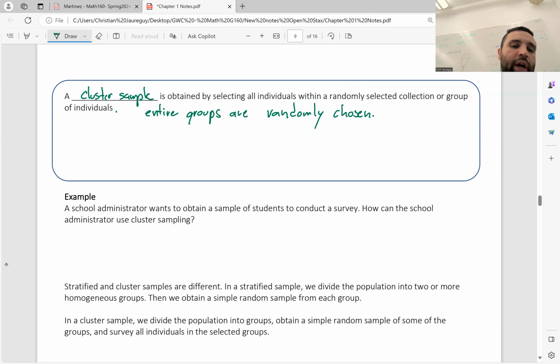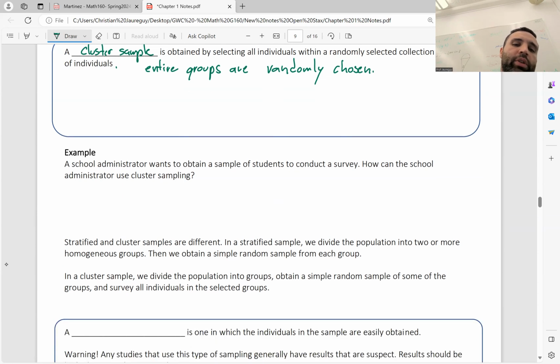So it says here, a school administrator wants to obtain a sample of students to conduct a survey. How can the school administrator use cluster sampling? So I'll let you think about this just for a second here, but you can see how if I needed to ask 100 students a question, it would be really annoying to use a simple random sample. Because I have all your IDs, I can choose 100 different ID numbers. Tracking all 100 of you down is going to be ridiculous.